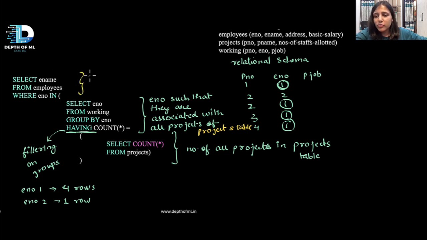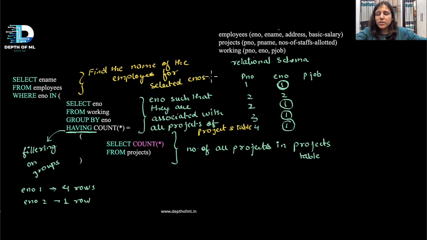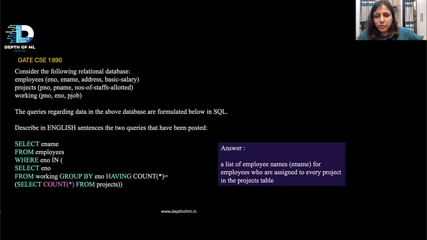So find the name of the employees for the selected E numbers, right? So what is it doing? It's finding the name of the employees who are working on every project that is there in the projects table. Okay, so we have to describe this.